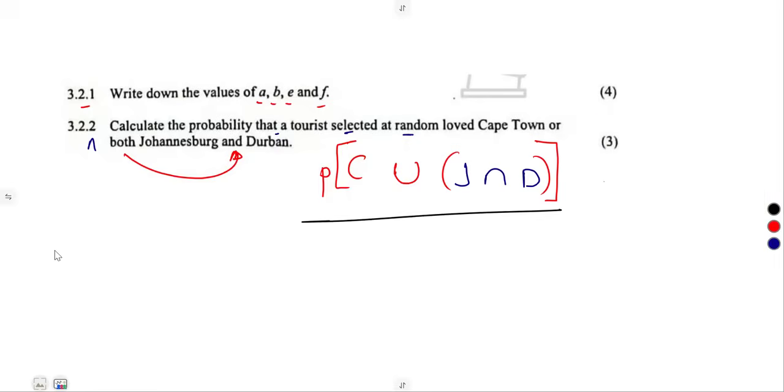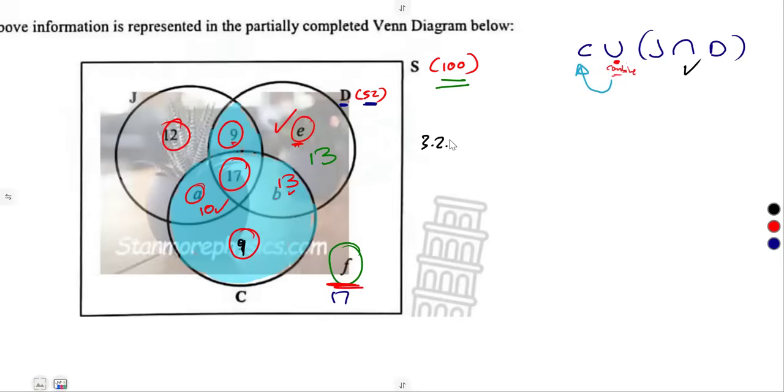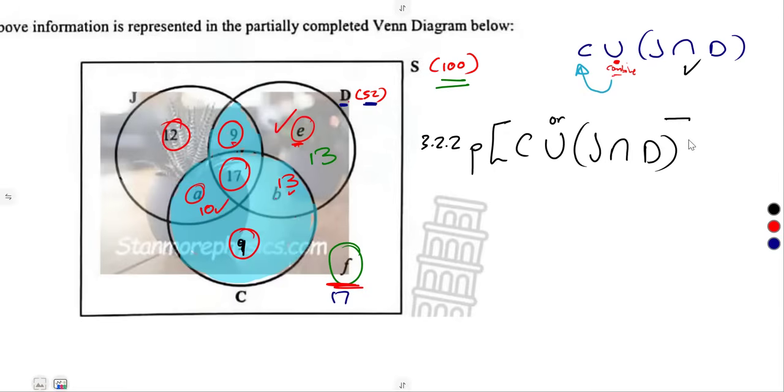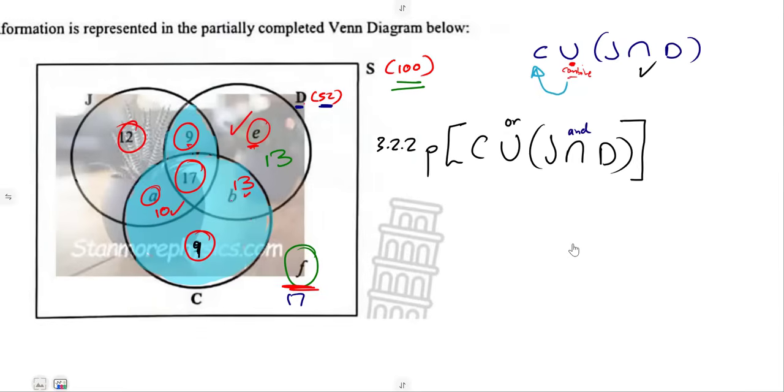All right. So that's 3.22. All right. So the probability of this C union, or you can just write O there. That's J intersection D. Or here we can just write and. So what is it going to be?